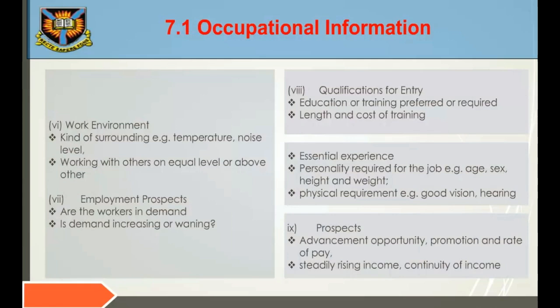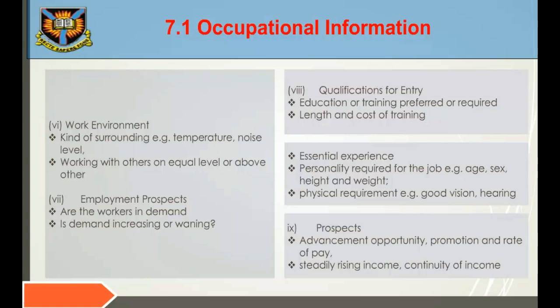7. Employment prospects. Are the workers in demand? Is demand increasing or waning? 8. Qualifications for entry. Education or training preferred or required. Length and cost of training. Essential experience. Personality required for the job, for example, age, sex, height and weight. Physical requirements, for example, good vision, hearing.